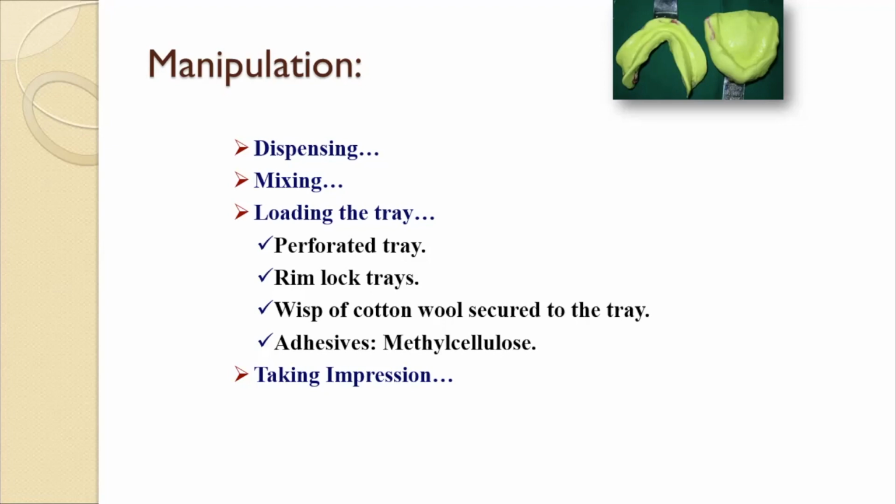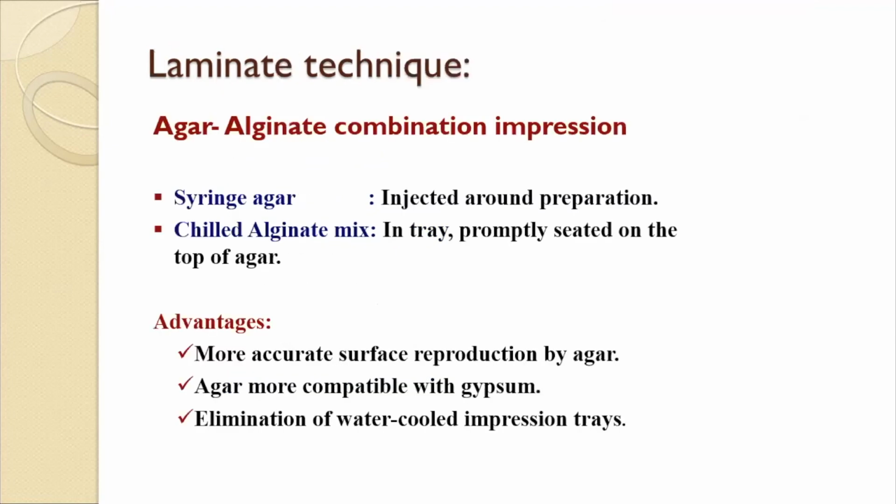Adhesives can be used before putting the material, like methyl cellulose. They help while we are taking out the impression from the patient's mouth. It doesn't get attached to the tray.